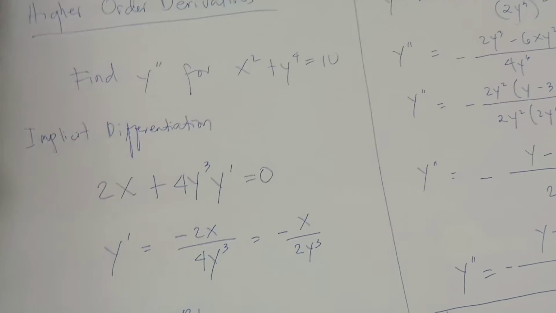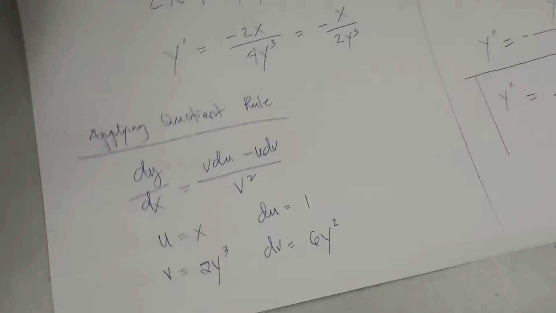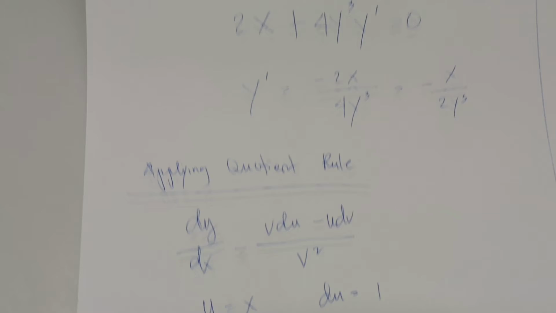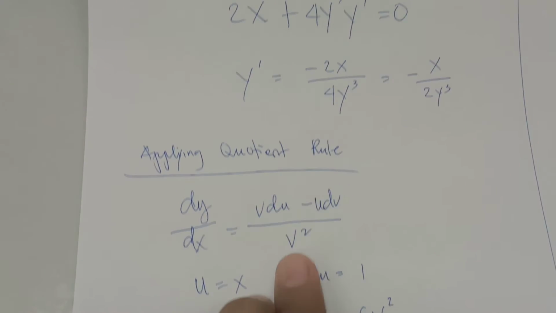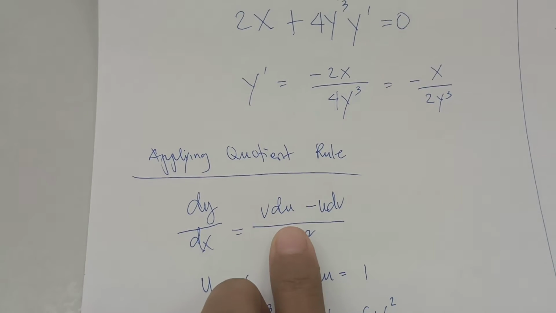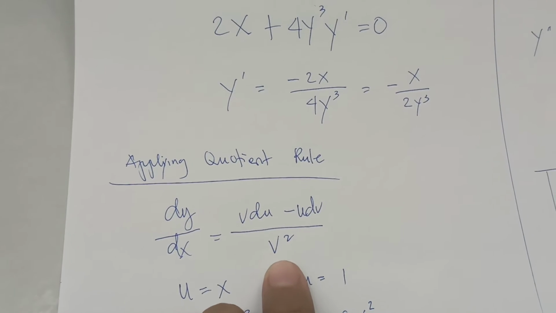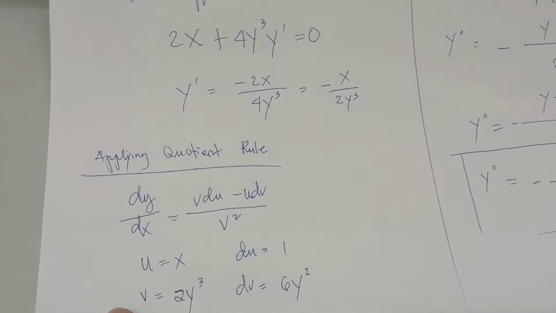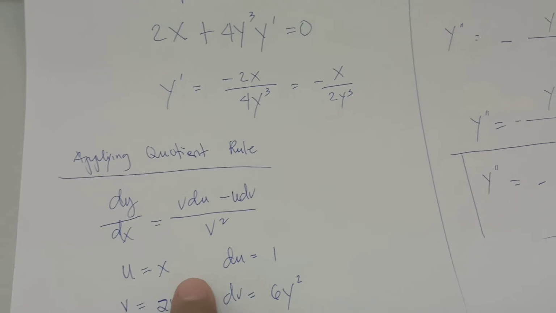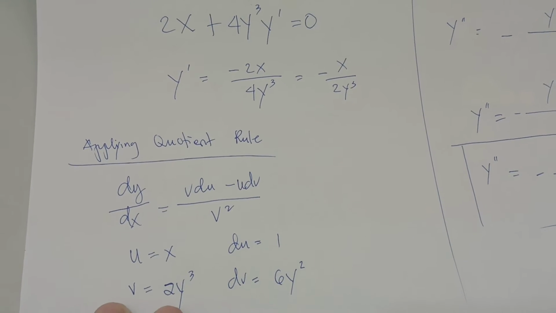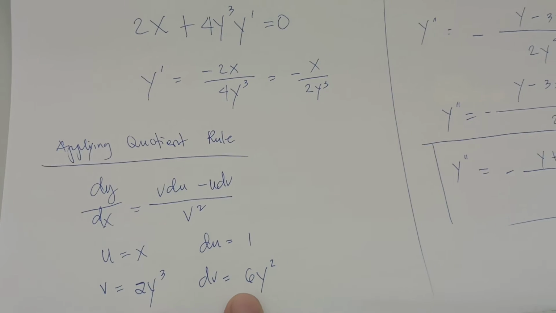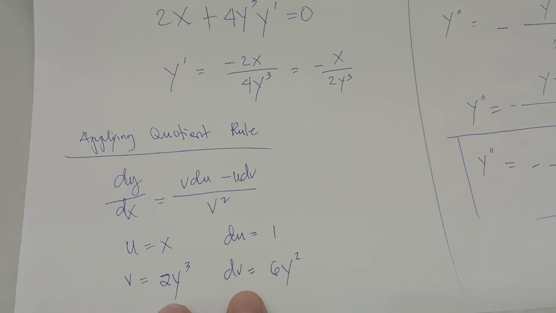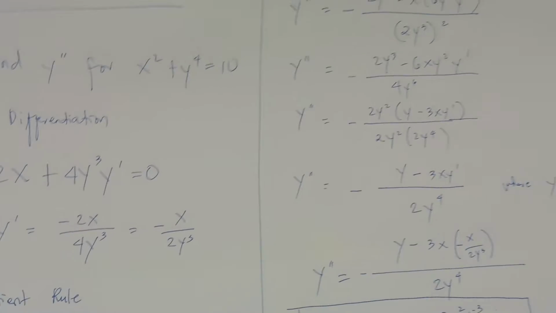Since this is a quotient, we will apply the quotient rule. For the quotient rule, we have our formula, which is v du minus u dv over v squared, where our u is x and our v is 2y cubed. Our derivative of u is equal to 1, while our derivative of v is equal to 6y squared. So we just apply the power rule.